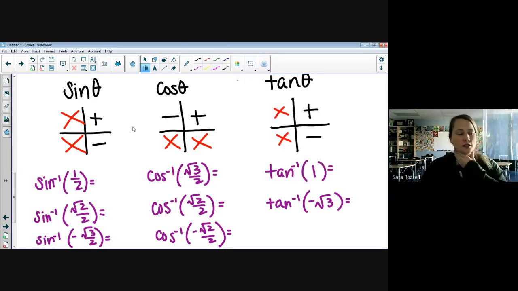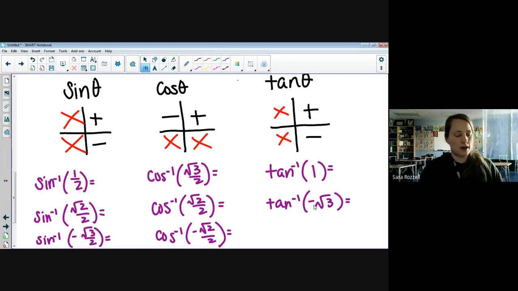So we're going to write our answers in both radians and degrees, just so you'll know either way. Okay, so we have inverse sine of a half, inverse sine of root 2 over 2, inverse sine of negative root 3 over 2, inverse cosine of root 3 over 2, inverse cosine of root 2 over 2, inverse cosine of negative root 2 over 2, inverse tangent of 1, inverse tangent of negative root 3.